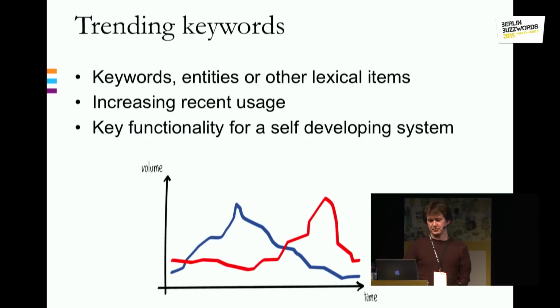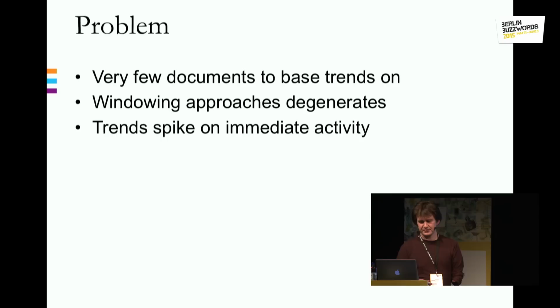And it's actually a very important functionality because it makes the system a living, self-developing system for analysts to pick up on new things, add new sources, and add new functionality. They need to know what's developing, and this is one of the functionalities that helps them do that. The problem is that we often have very few documents to base our trends on. And some sources vary in topics. So it degenerates to just the last message or last posting being the trend, which isn't helpful to us. So they tend to spike on just the immediate activity all the time.